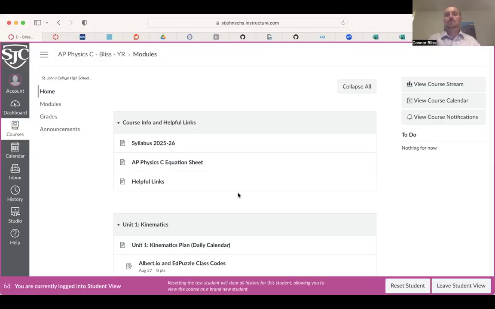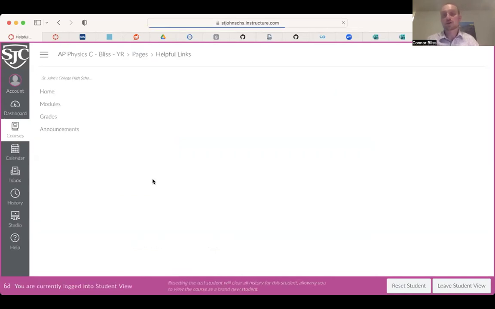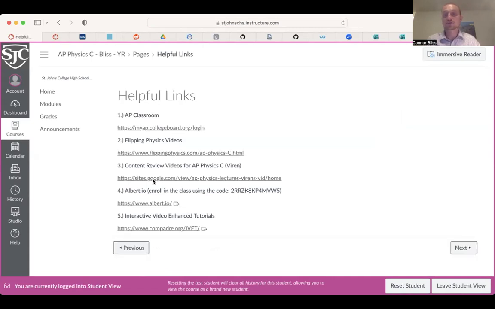When you arrive on the Canvas page, up at the very top is our course info and helpful links. So we have our syllabus listed. The official AP equation sheet is listed. And then this last tab for helpful links. Basically this is just a collection of resources that I've come across or other AP physics teachers have shared with me.